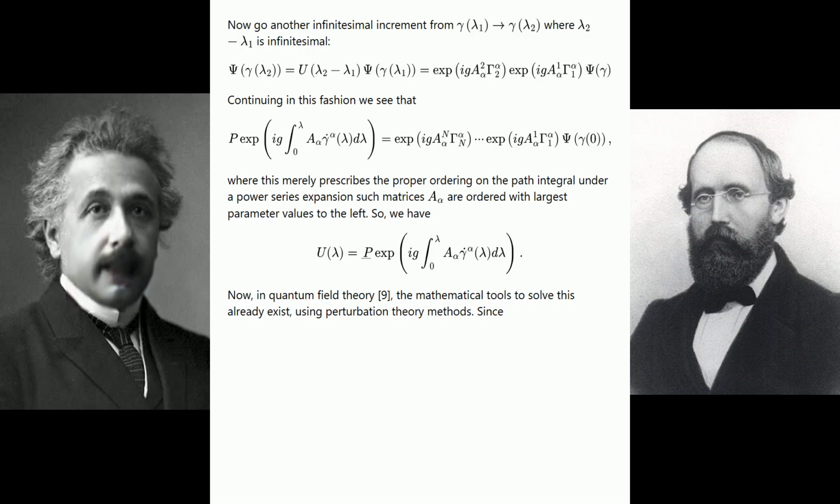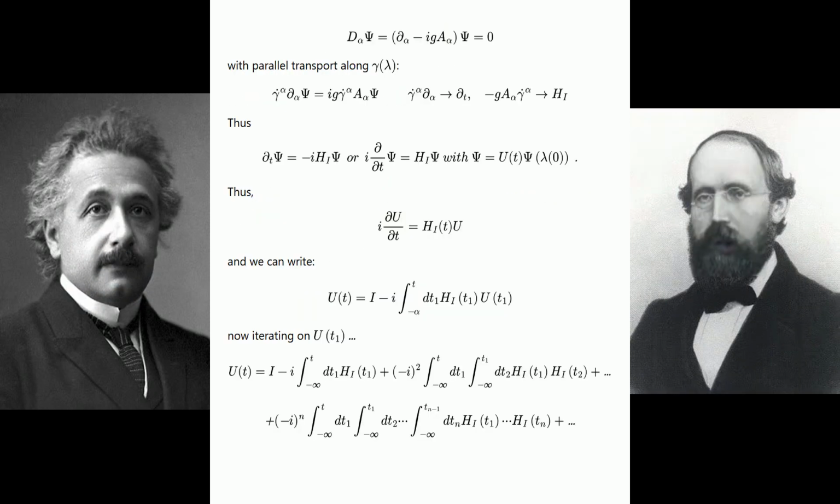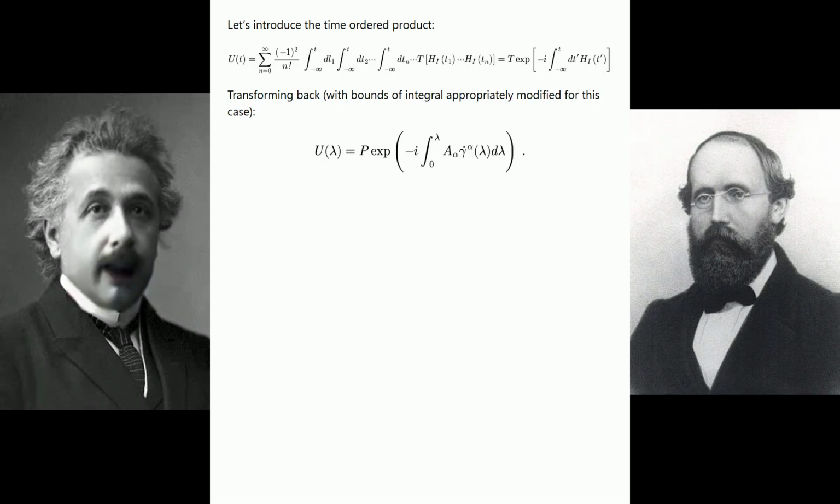Now, in quantum field theory, the mathematical tools to solve this already exist using perturbation theory methods. Since, see the equation shown, with parallel transport along gamma of lambda, see the equation shown. Thus see the next equation. Thus see the equation shown. And we can write, see the equation shown. Now iterating on U of t sub 1, see the next equation. Let's introduce the time-ordered product. See the equation shown, transforming back with bounds of integral appropriately modified for this case, see the equations shown.